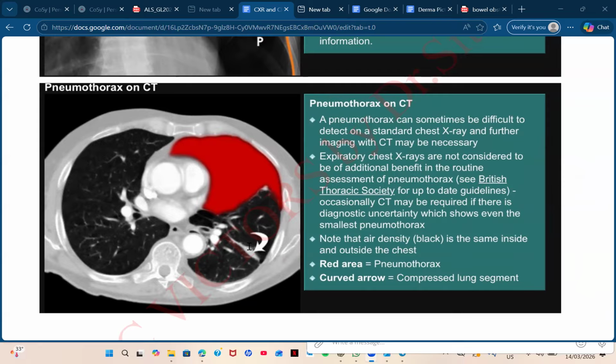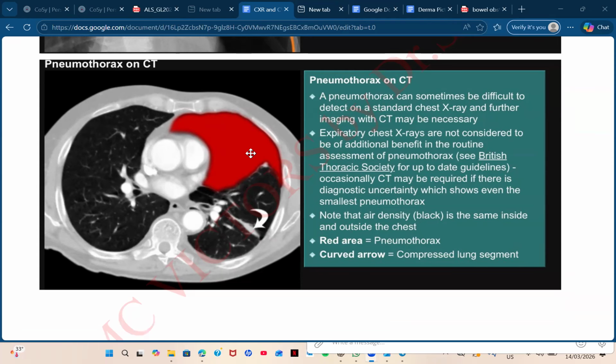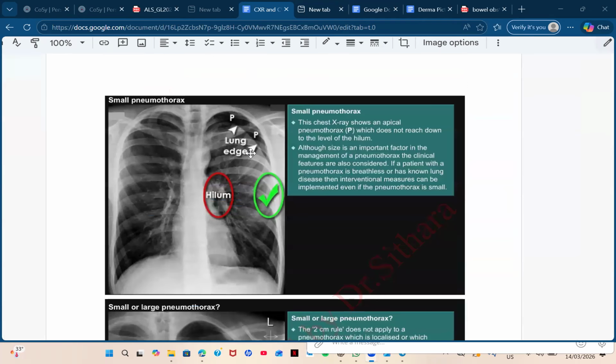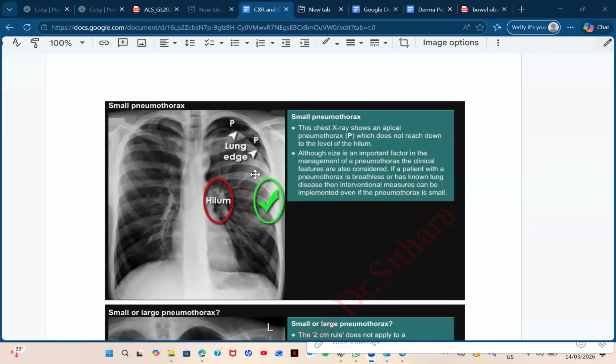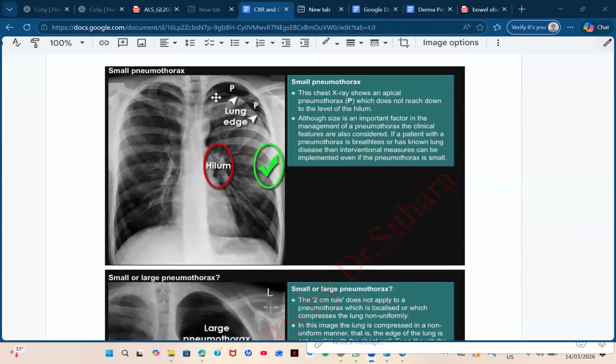Here, the curved arrow means the compressed lung segment. Because of this air trap, pressure is exerted towards the lung, and the lung is collapsed, right? Here you can see the full lung proper, right? But here, due to this red area, due to this air, the lung is pushed down and collapsed, right? Here, can you see? So that is how you can see it. That's also a pneumothorax. Here also a small pneumothorax.